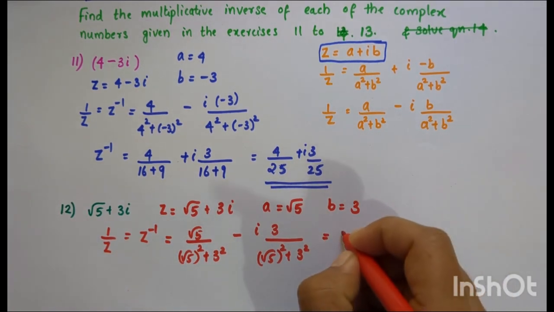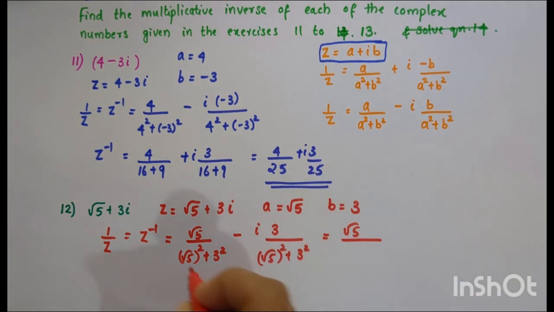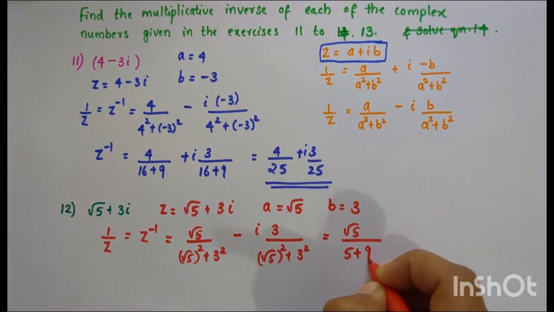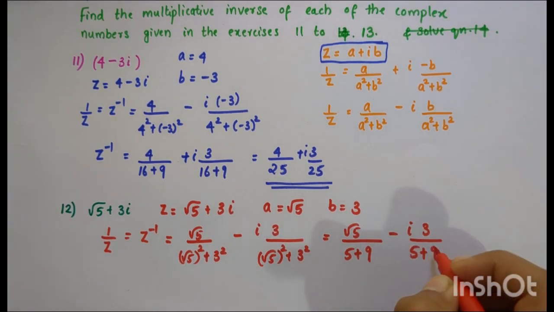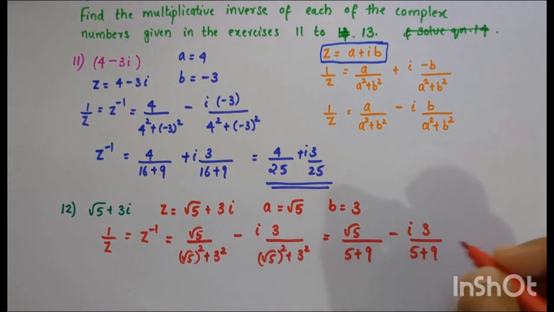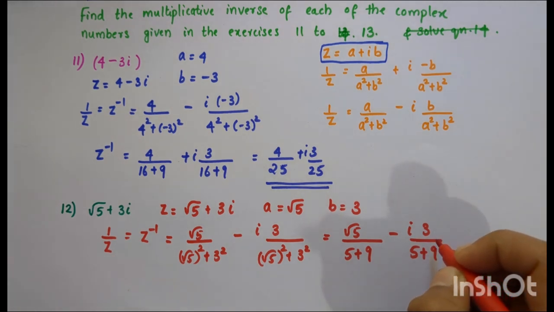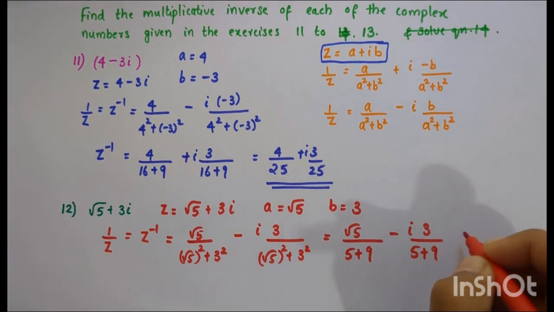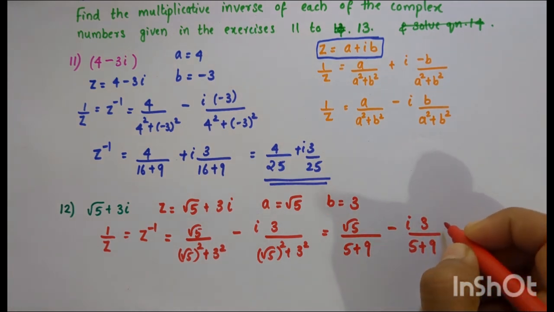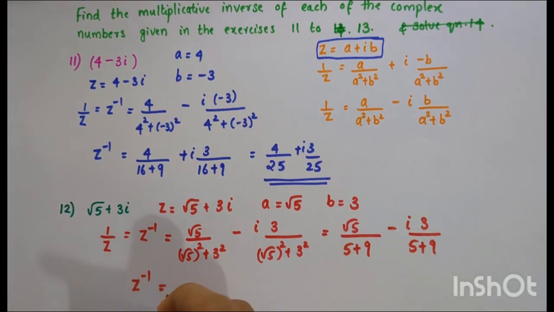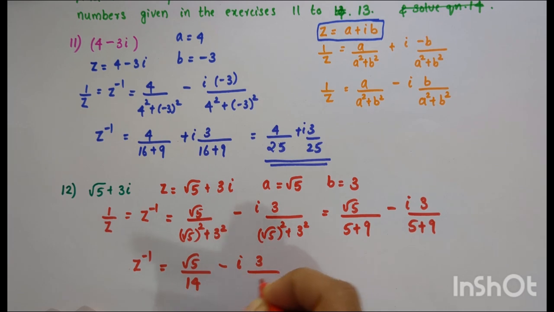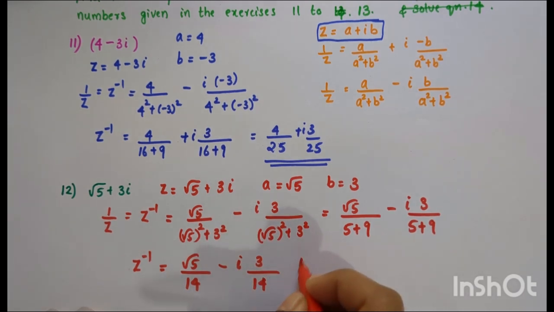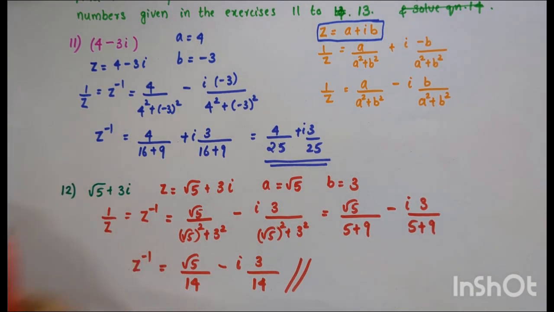Now this can be written as root 5 divided by root 5 square is 5, plus 3 square 9, minus i into 3 by the same thing, 5 plus 9. You cannot take the common denominator here because this is the imaginary part. Otherwise also you can take the common denominator, no problem, but we are writing it separately. So here you see this inverse is equal to root 5 divided by 5 plus 9, which is 14, minus i into 3 by 14. So this is the multiplicative inverse of this complex number.